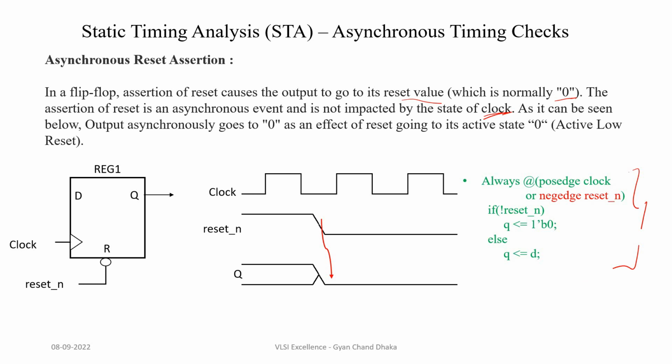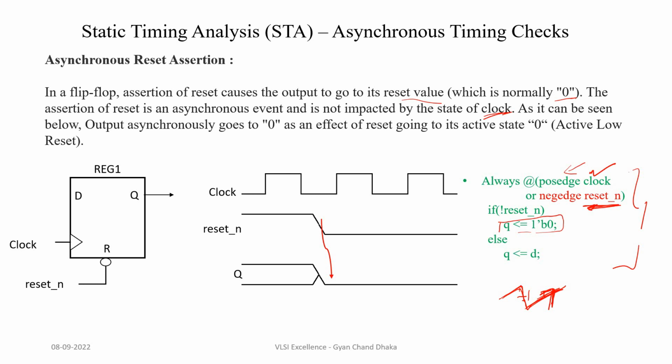If you see here, the always block will proceed as soon as it gets either a positive edge of the clock or a negative edge of the reset. Negative edge reset means our reset is an active low signal. So whenever there is a negative edge of reset, our reset is going from high to low. That means the reset assertion is taking place. So whenever the reset assertion is taking place, irrespective of the clock, our flip-flop will get an output of 0.